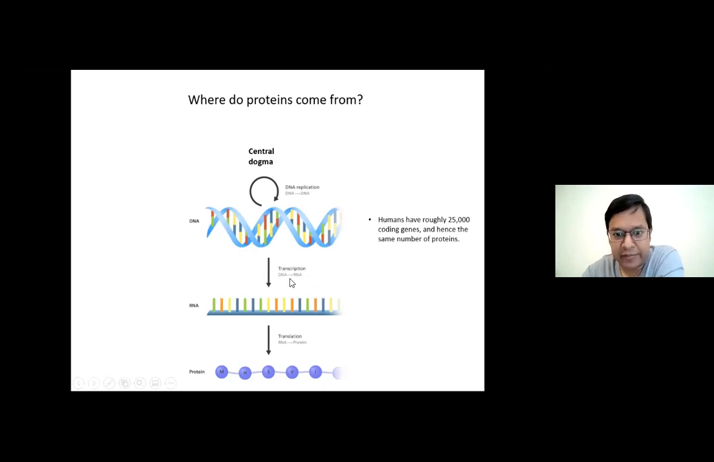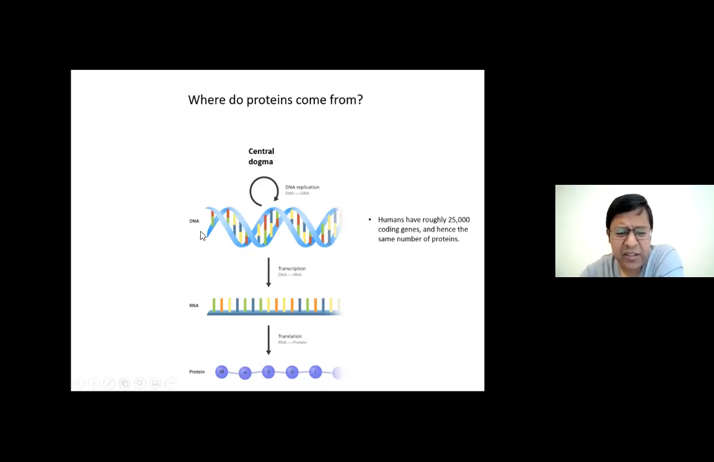Genes will make something called messenger RNA, and messenger RNA will carry the information, and that messenger RNA would be read by another factory inside the cell called the ribosome, which will basically make this protein. And so that's how the proteins are made inside our cell, and there's no other way you can make proteins. That's the only way of making proteins.